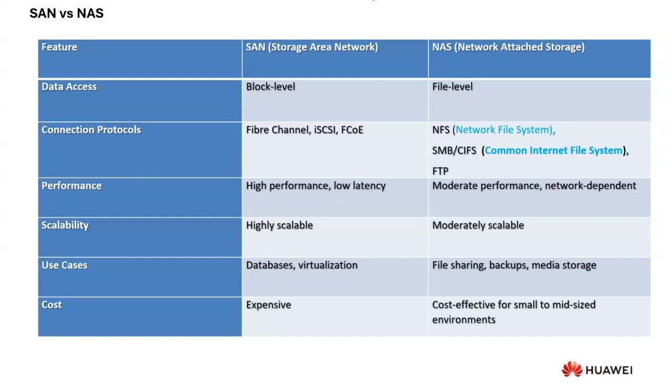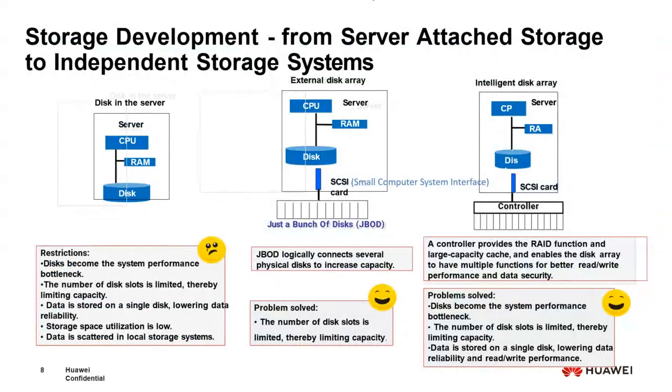For SAN, it uses the fiber channel, the FCIA, and the FCoE. We will discuss this in the next slide. The SAN has very good performance and low latency, while NAS has moderate performance, network dependent, and moderate scalability. The SAN is virtualization based, while NAS is mostly file sharing, backups, and media storage. SAN is expensive, while NAS costs a little less. So these are the differences. If you want to see it in a protocol type or topological type, you can revise these slides.